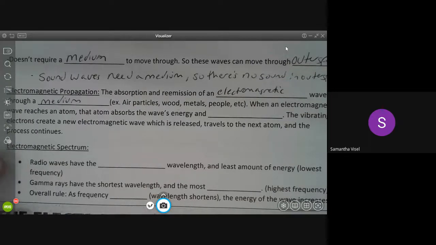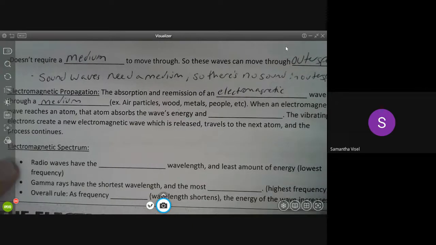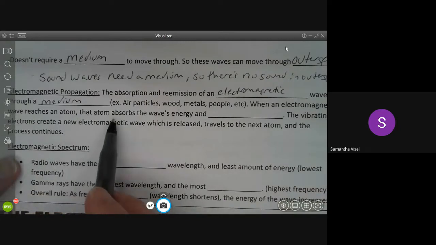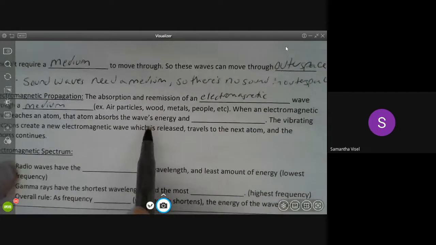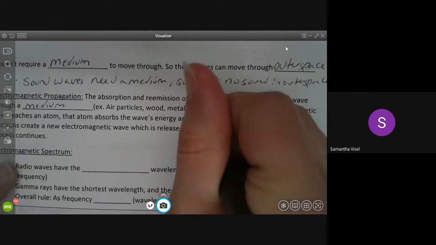And how the wave does this is through vibrations, just like really any other wave. When an electromagnetic wave reaches an atom, that atom is going to, for a split second, absorb, take in the energy from the wave, because those electrical and magnetic fields have electrical magnetic energy to them, and it's going to cause the atom to vibrate.